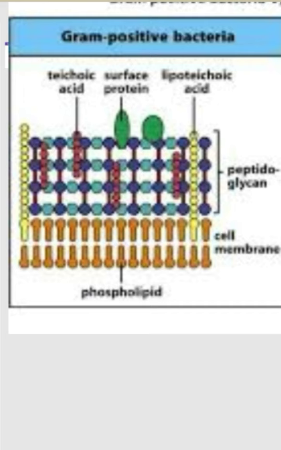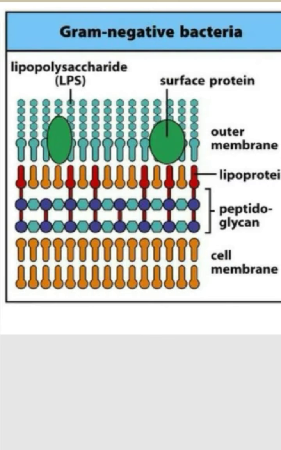Even if we add safranin to it, safranin is pink in color, but because these cells are already colored by a darker color, that is the deep violet color, these cells will stay deep violet or purple in color. Now, let's talk about gram-negative bacteria.